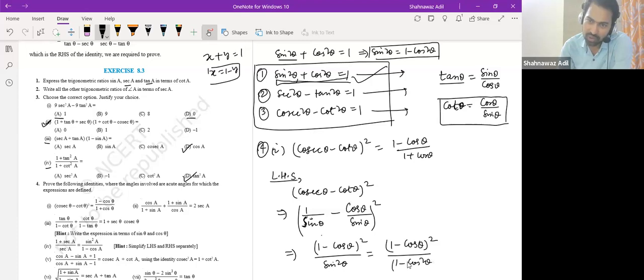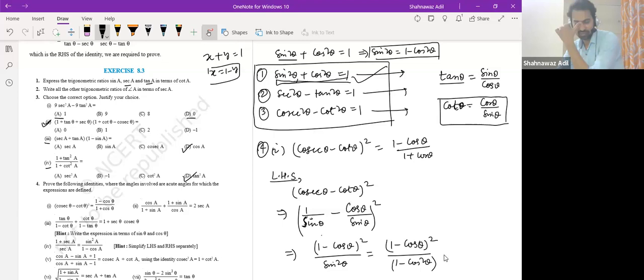Okay, so now this question is for you all. On the right hand side we have 1 minus cos theta and 1 plus cos theta. And on the left hand side, we are getting 1 minus cos theta squared, over 1 minus cos square theta. So what should we do next?